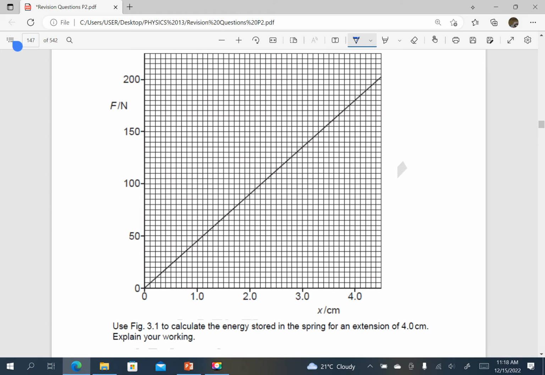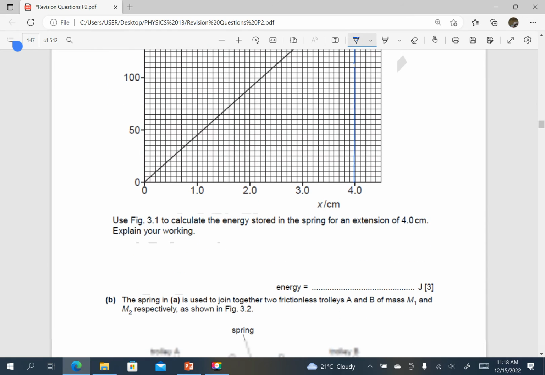So I'll use the ruler here. So this is 4.0, and 4.0 corresponds with this value here, and I think this is 180 from the scale. So we want to calculate the energy stored.